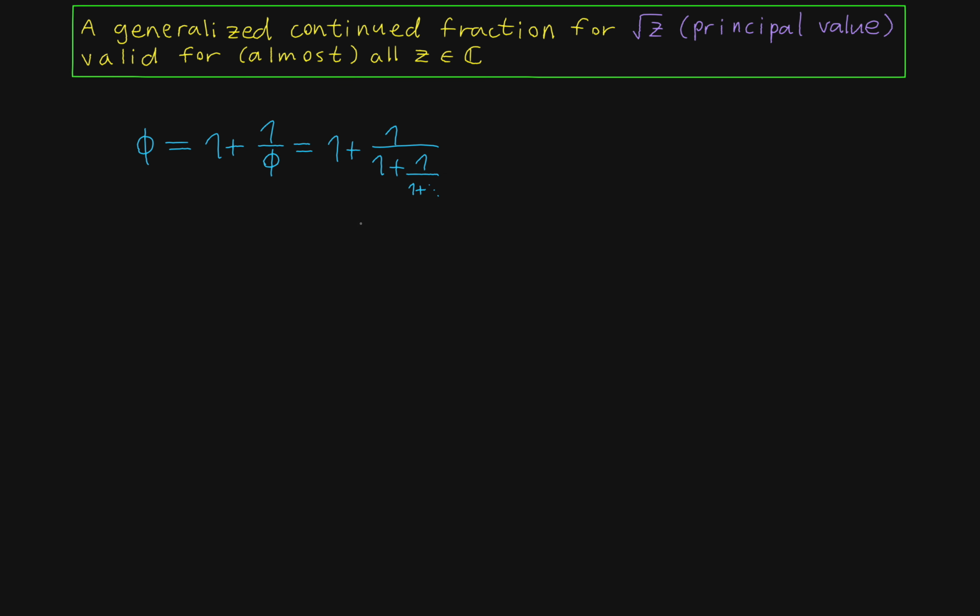Now these can also be finite, but those are specifically for rational numbers. Rational numbers always have finite continued fractions. Generalized continued fractions are specifically with different numerators, while simple continued fractions have only ones.